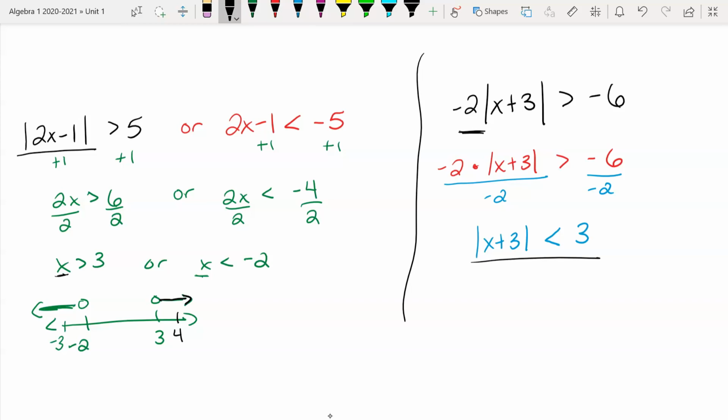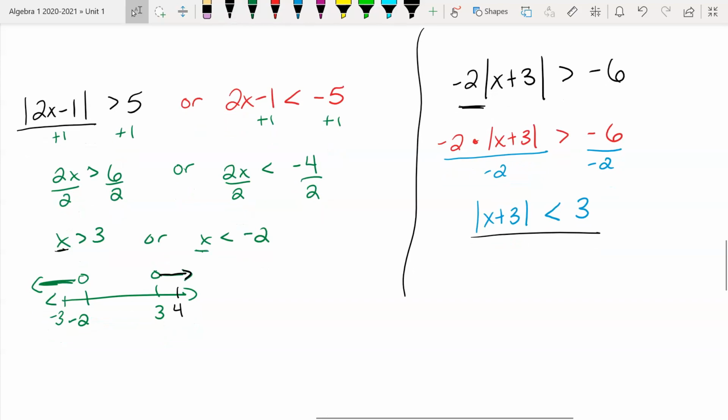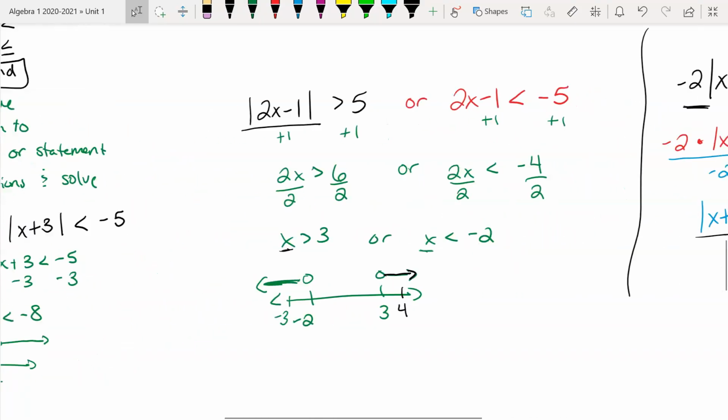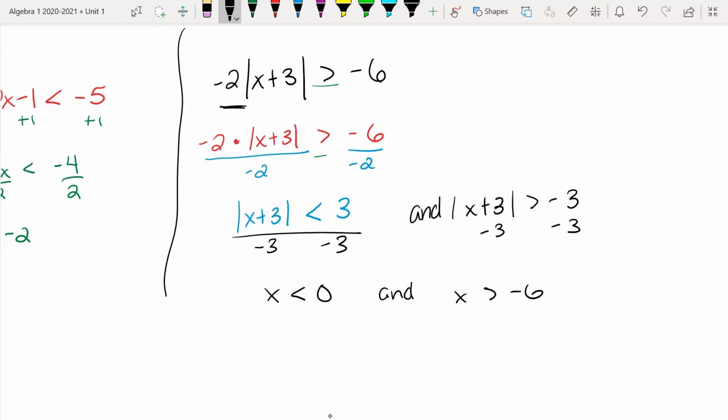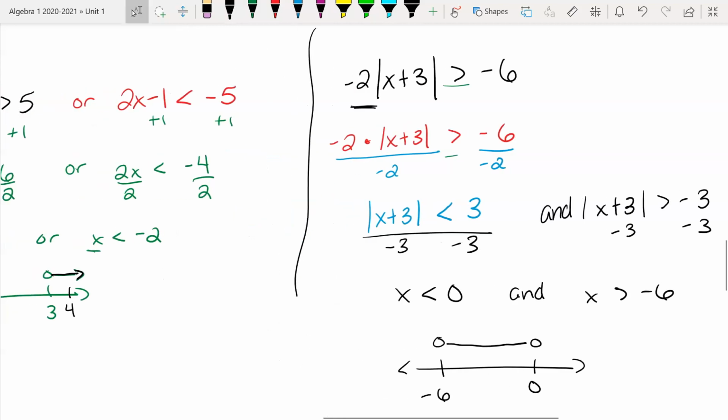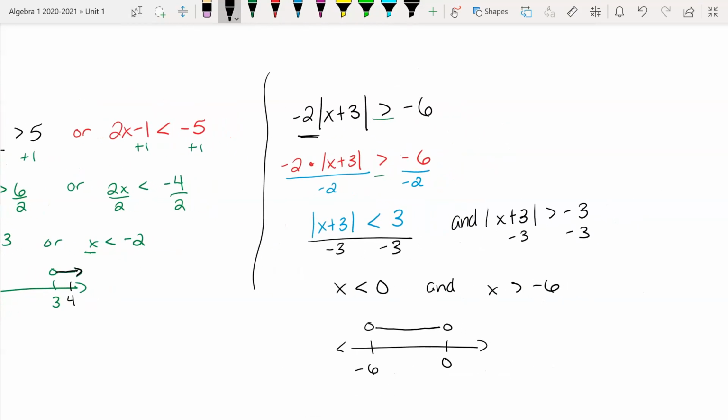So now that the absolute value is by itself, I need to decide, is it an and or an or statement? Well, in this case, it's an and statement. Whereas before, it would have been an or statement, but whenever I flip it, it changes the problem. So now I'm going to subtract my 3. I get x is less than 0, and x is greater than negative 6. So when I graph it, I would use open circles, and it's an and statement, so I'm going to shade in between. Again, that's just a nice challenge problem to look at.